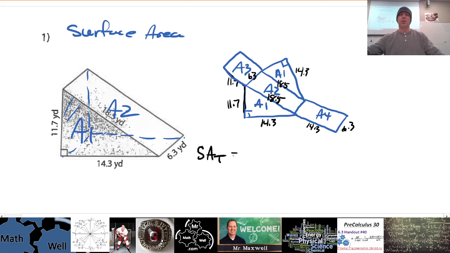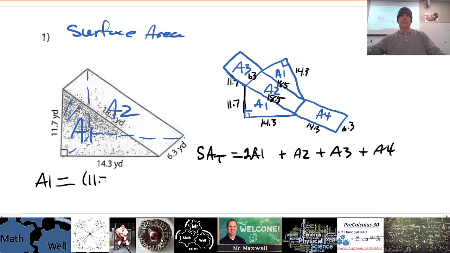So surface area total is going to be 2 times area 1, because we've got double, plus area 2, plus area 3, plus area 4. So that gives us 5 in total. Okay, area 1 is going to be 11.7 times 14.3.